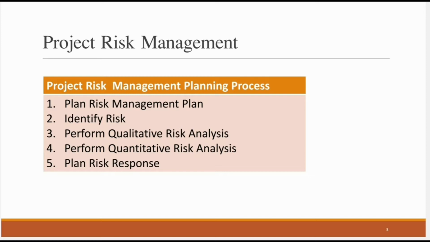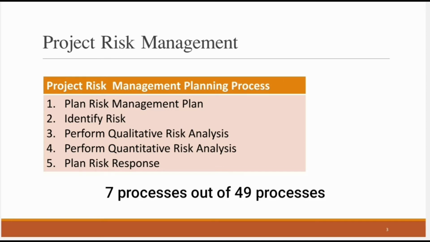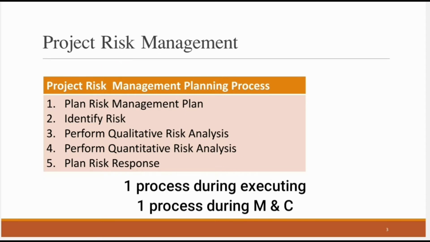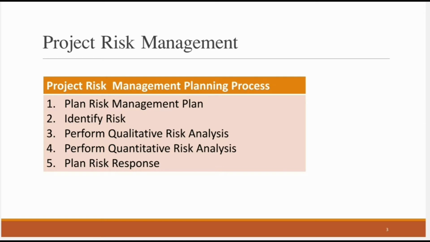Now, from the 49 processes, 7 processes are related to project risk management. What are the processes? 5 of them will happen during the planning process group, 1 process will happen during the executing process group, and 1 will happen during monitoring and controlling. Our focus today is not just to go over all the processes.